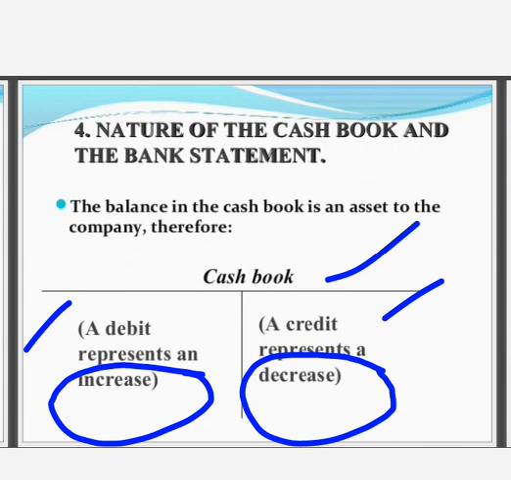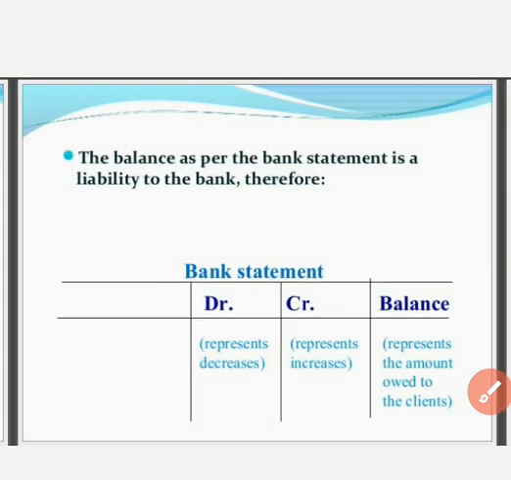You are all aware of this? The debit side of the cash book means an increase in the balance of cash or bank, and the credit side of the cash book means a decrease in the balance of cash or bank. The debit side is also known as the receipt side and the credit side is known as the payment side. Clear? Now see the bank statement. This is a bank statement format.